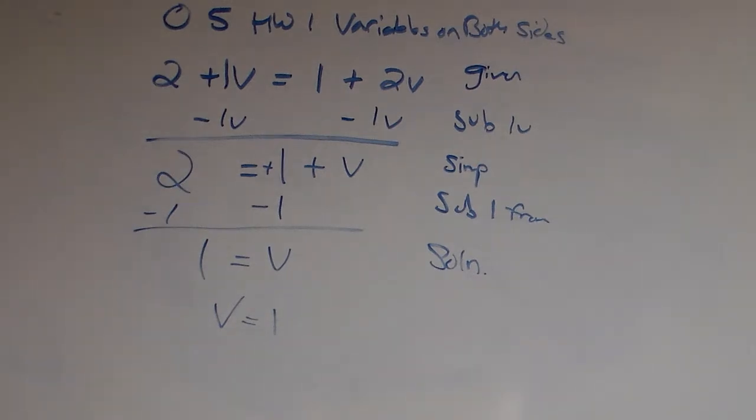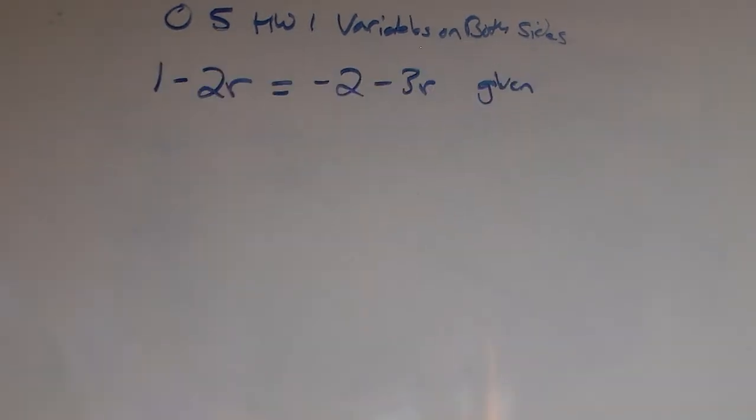Next up, we're going to do problem number 5. Alright, right here we got problem number 5. We got 1 minus 2r equals negative 2 minus 3r. Then we have variables on both sides of that equal sign.